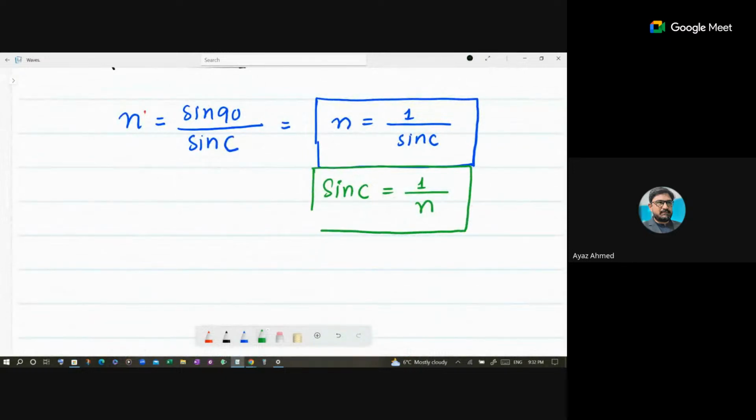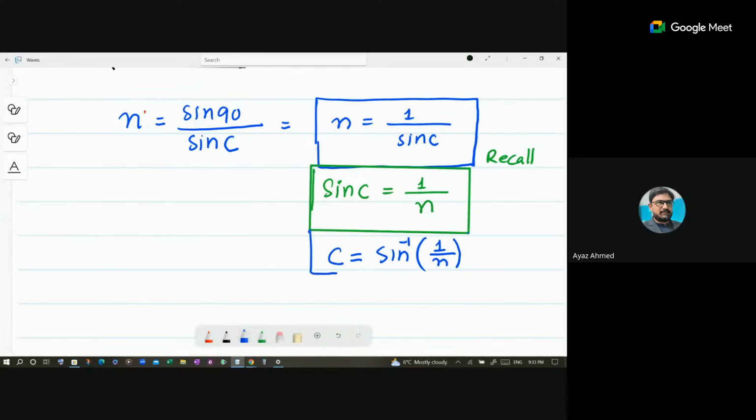So please recall these equations. These are very important equations. Recall both of these. And when you are going to find c, c will be equal to sine inverse of 1 upon n. In your calculator, you have a function of sine inverse. So you can use any one of these three given equations. They will help you calculate the values.